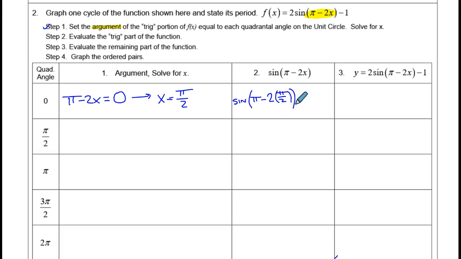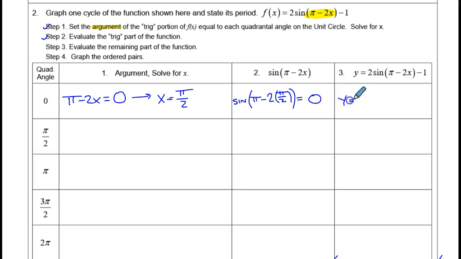That turns into the sine of pi minus pi, or the sine of 0. And the sine of 0 is 0. So we're done with step 2. Step 3 is to evaluate the remaining part of the function. So I'm going to basically do all the multiplication, addition, subtraction for each of these pieces.